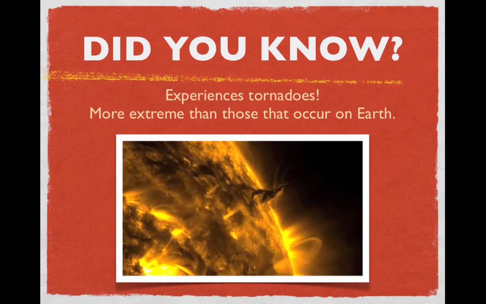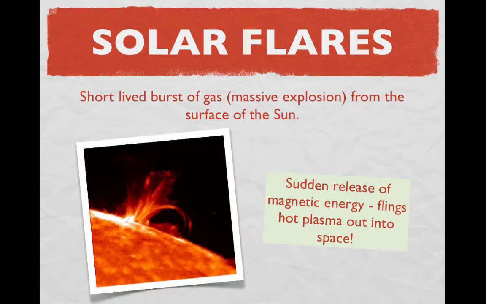One really interesting thing about the sun is that it experiences tornadoes, more extreme than those that occur on Earth, and it can take different forms. The first of which is a solar flare. Solar flares are short-lived bursts of gas, so a massive explosion that occurs on the surface of the sun because there's a release of magnetic energy which flings hot plasma out into space.